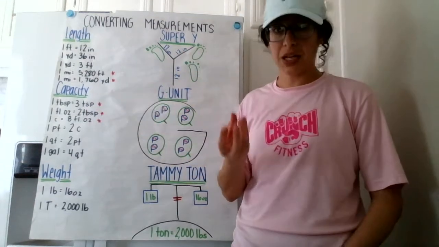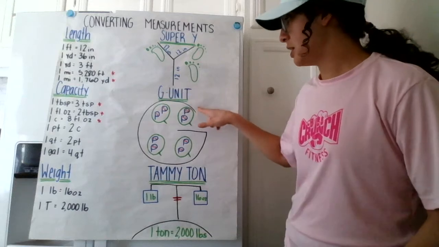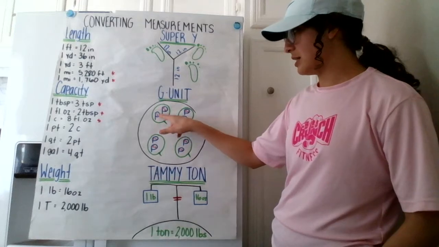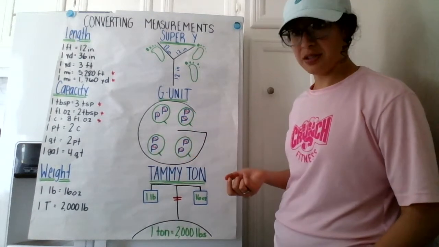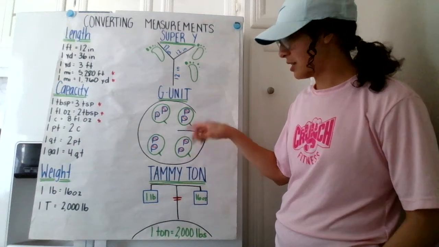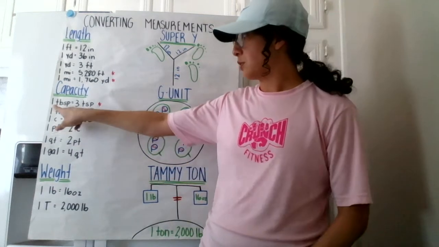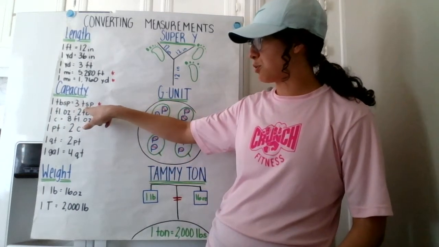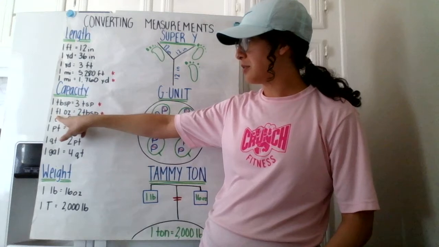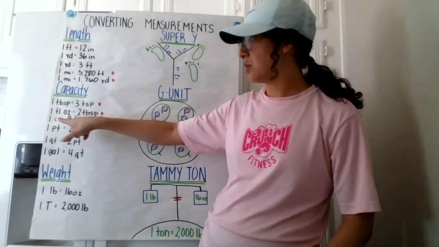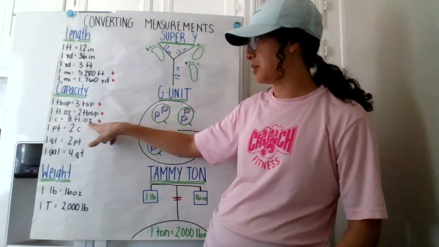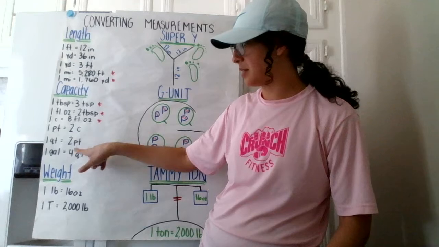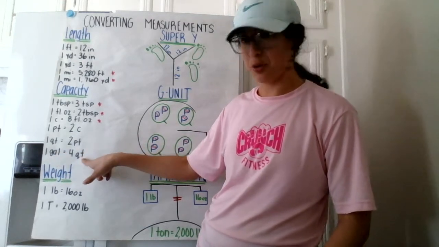Then capacity, liquid amounts. We have the G unit. In 1 whole gallon, there are 4 quarts, and then in each quart, there are 2 pints, and then inside each pint, there are 2 cups, okay? Then we have these that aren't shown on the G unit. 1 tablespoon is equal to 3 teaspoons. 1 fluid ounce is equal to 2 tablespoons. 1 cup is equal to 8 fluid ounces. 1 pint is equal to 2 cups. 1 quart is equal to 2 pints. And 1 gallon is equal to 4 quarts.